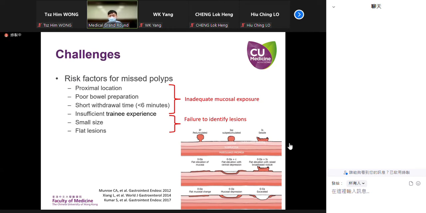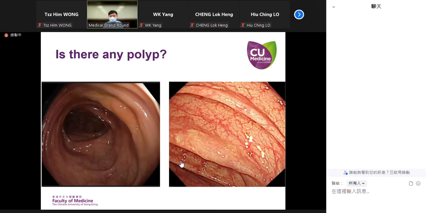So because in colonoscopy, the standard withdrawal time would be 6 minutes. In other words, for every mucosal fold, we can just have a few seconds to look at the fold. So here is a little quiz. So there are 2 photos here. You have 5 seconds to see if there are any polyps, okay?